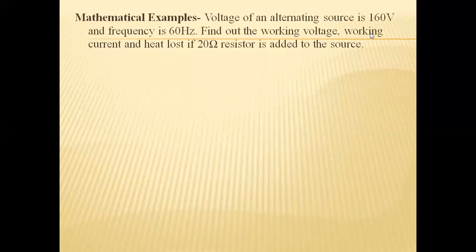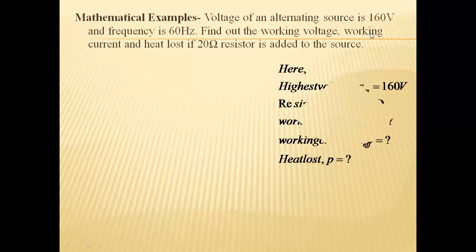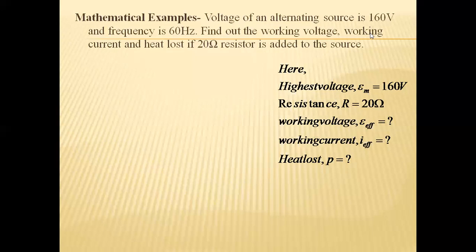Now we discuss a mathematical example. The voltage of an alternating source is 160 volt and the frequency is 60 hertz. Find out the working voltage, working current, and heat loss if a 20 ohm resistance is added to the source. Here the highest voltage E_m is equal to 160 volt, resistance R is equal to 20 ohm, working voltage E_eff, working current I_eff, and heat loss P are to be found.